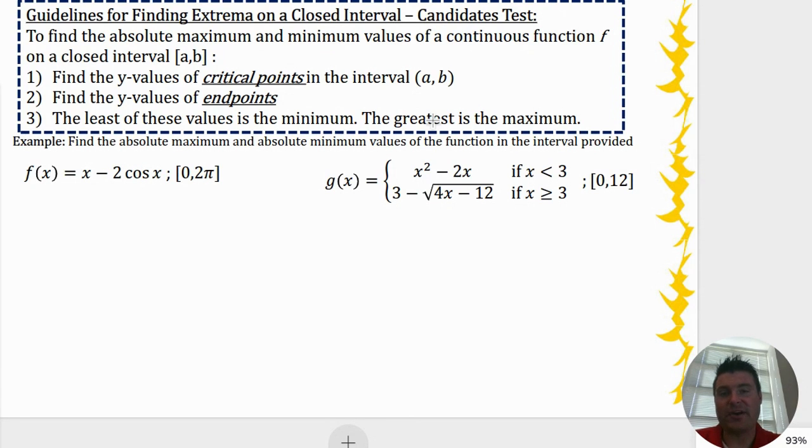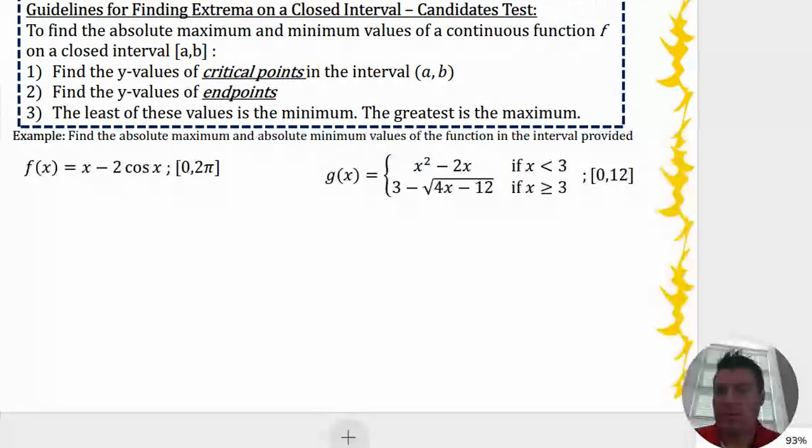What we want to do is find our critical points. We need to know our endpoints, which are always given to us. Then we need to find the y values of the critical points and the y values of the endpoints. Of those values, the highest is the max and the lowest is the min. For this first example, we're going to find the absolute maximum and minimum values of the function on the interval provided.